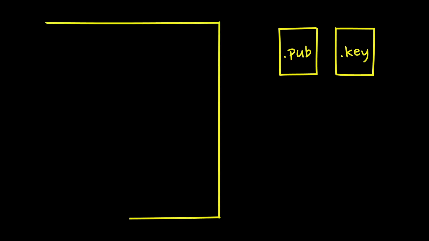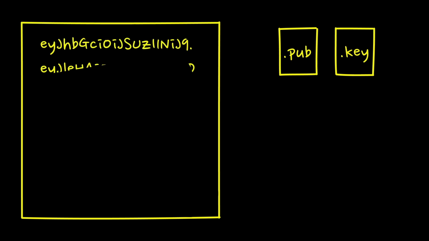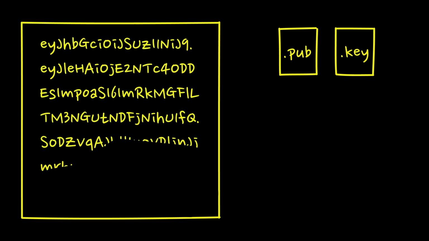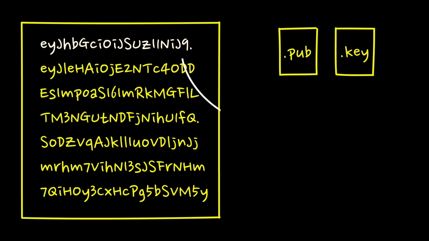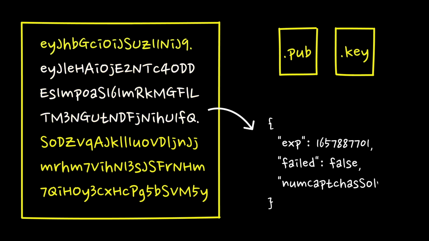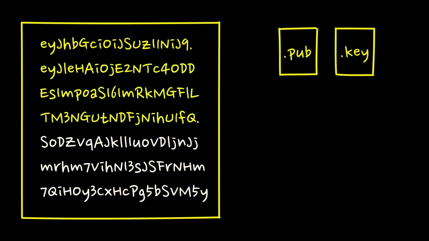A JSON Web Token is in fact a piece of encoded text containing three sections separated with dots. When decoded, the first section contains basic information about the algorithm used to sign the token. The second section is its body: data put in there by the server, in our case containing information about the number of solved CAPTCHAs and its expiration date. The third section is a signature produced using the RSA private key.